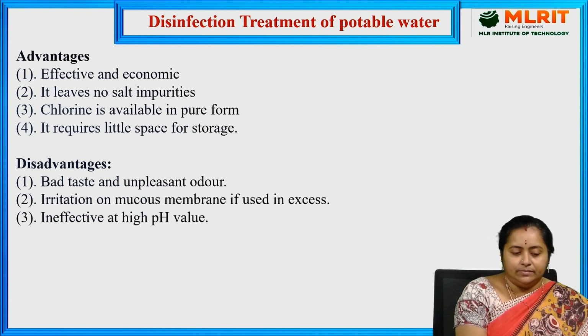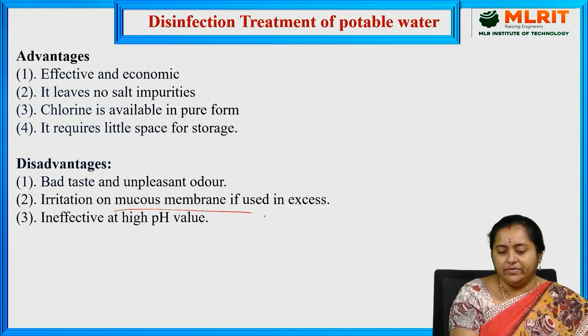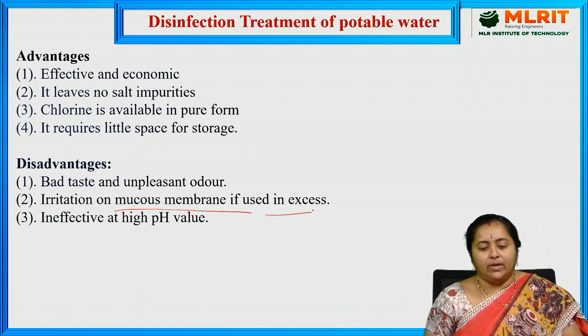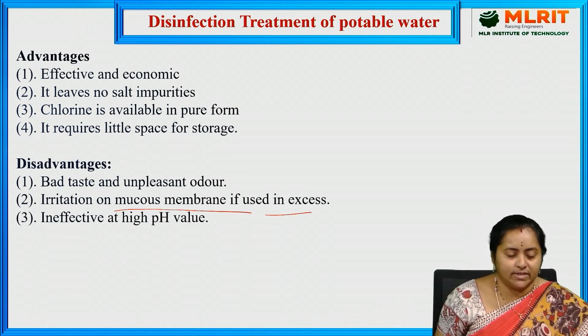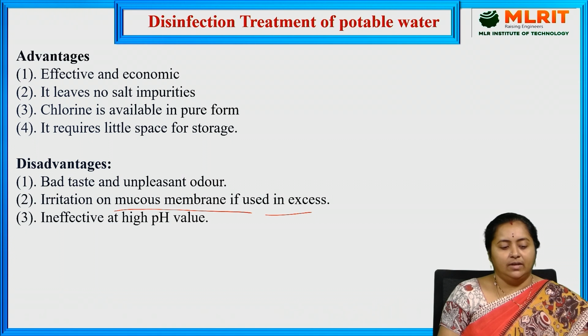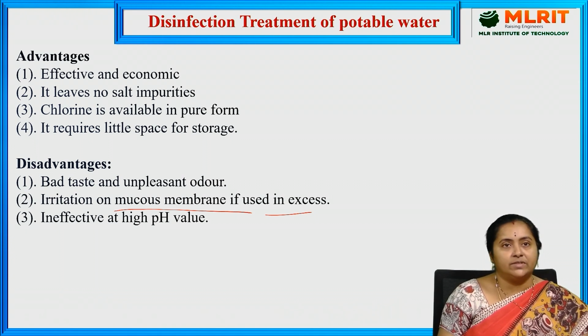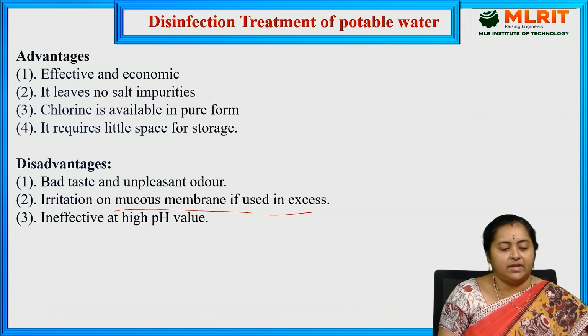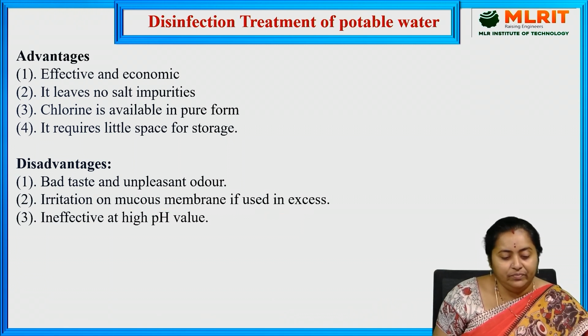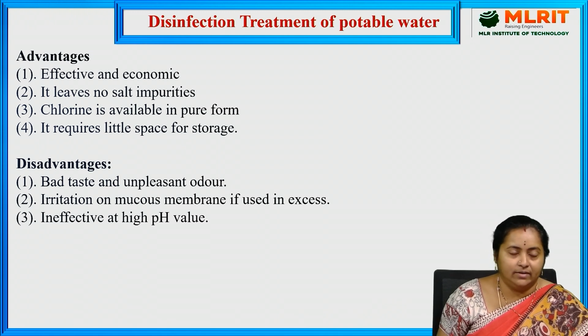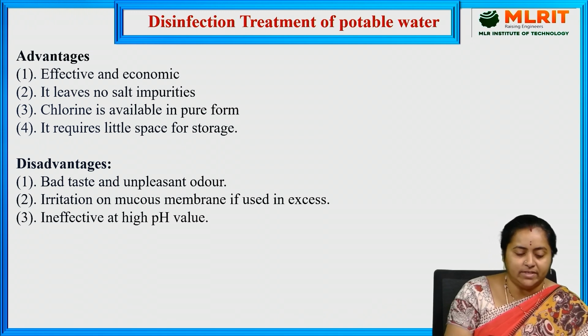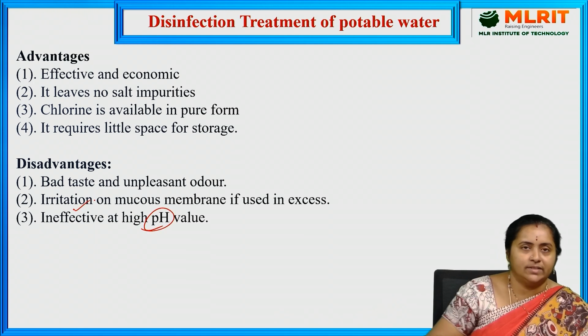And then irritation of the mucous membrane if it is used in excess. When the human body is exposed to an overdose of chlorine, there is a chance of causing irritation of the mucous membrane. That's why we need to add only calculated proportions. If an excess amount is added, it has some disadvantages. And as I told you, if its pH is greater than or equal to 7, it behaves like an effective method. If any fluctuation takes place in its pH value, then it becomes ineffective.